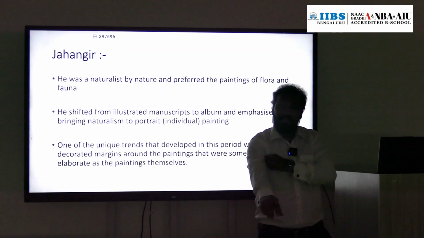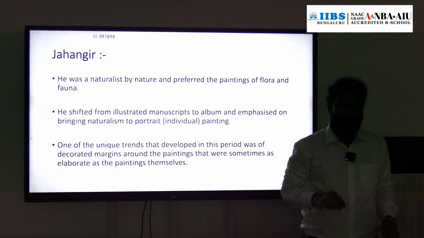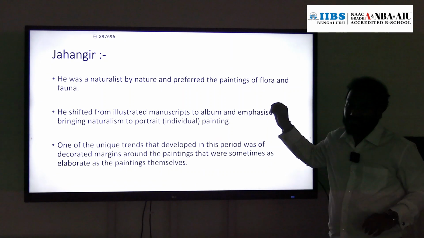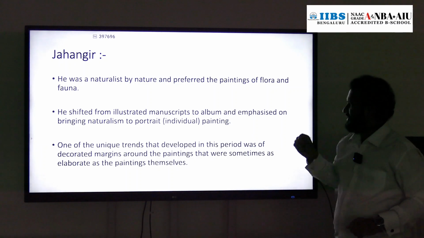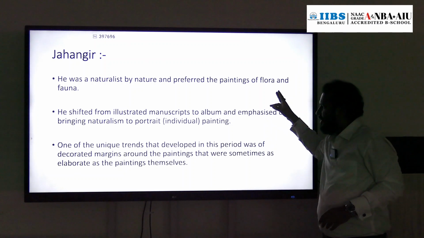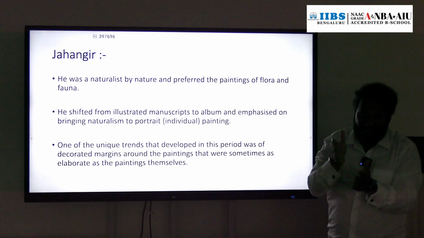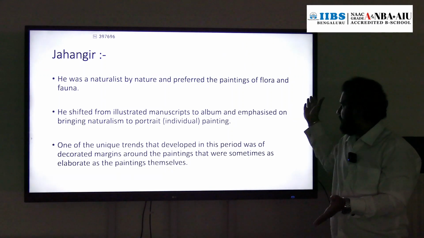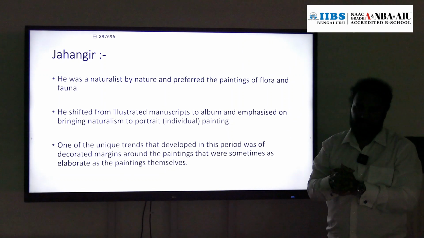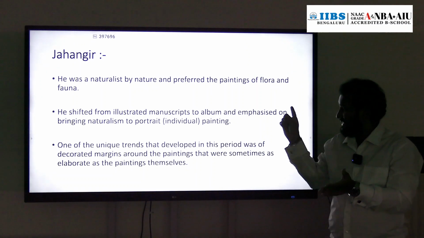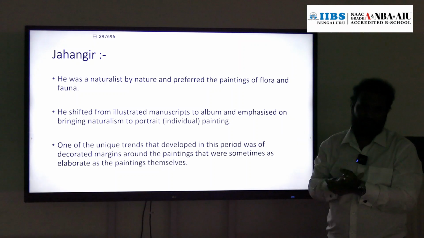Then Jahangir, he himself was a painter. He was a nature lover, so he preferred paintings of flora and fauna. During his time, Mughal paintings shifted from manuscripts to albums. In those albums, most of the paintings are single paintings, with naturalism and portraits.